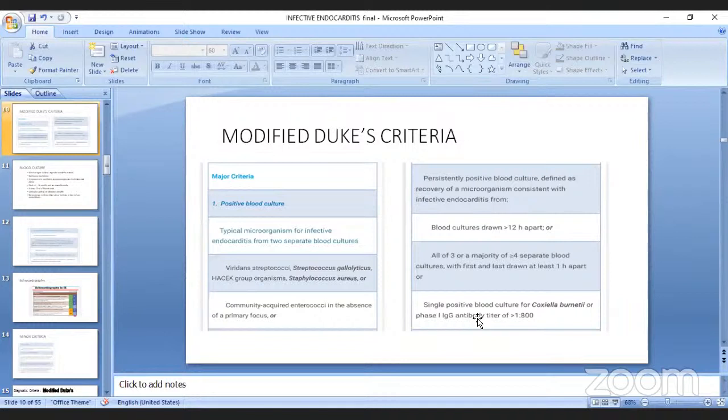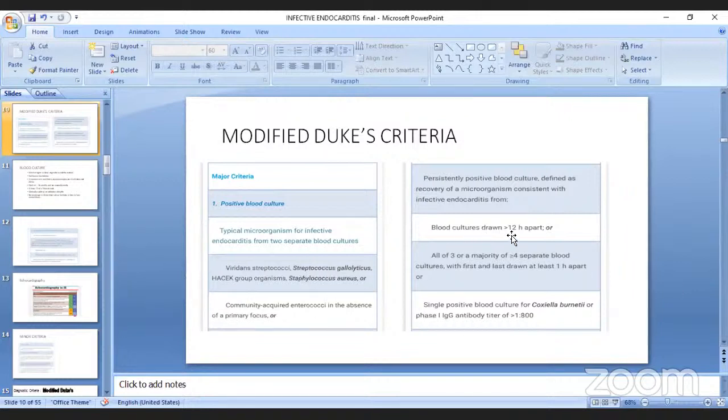Or, a very, very important point you should not forget, you find a single positive blood culture for Coxiella burnetii, or a phase 1 IgG antibody titer of more than 1:800. And this is how basically your MCQs will be based. So you cannot even forget one single line.